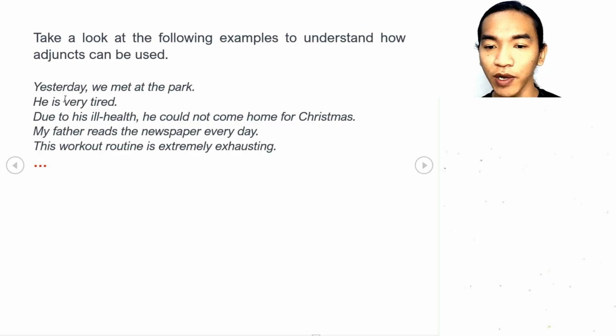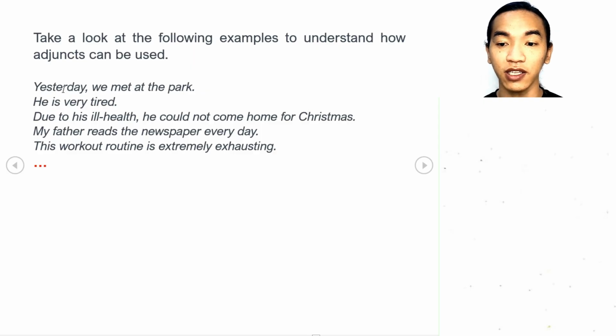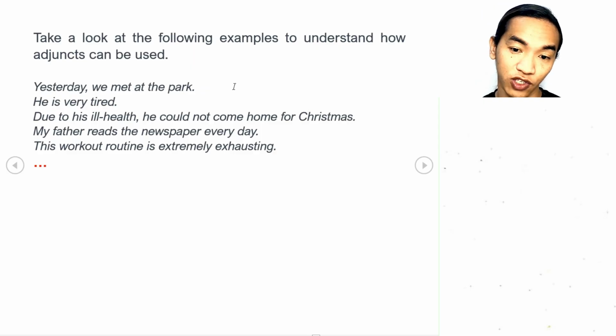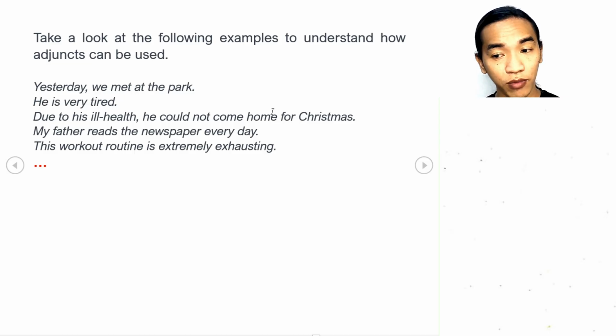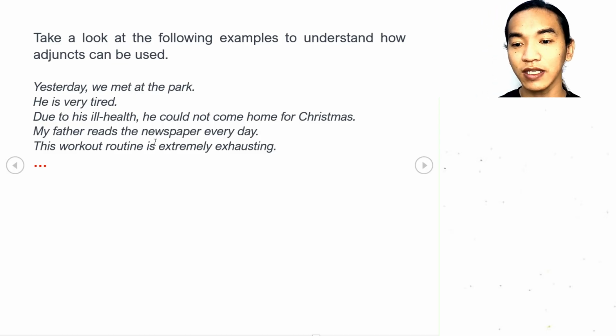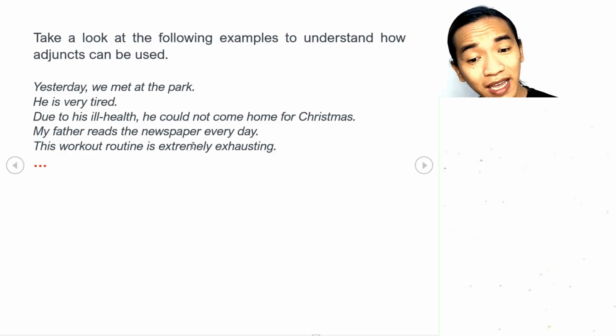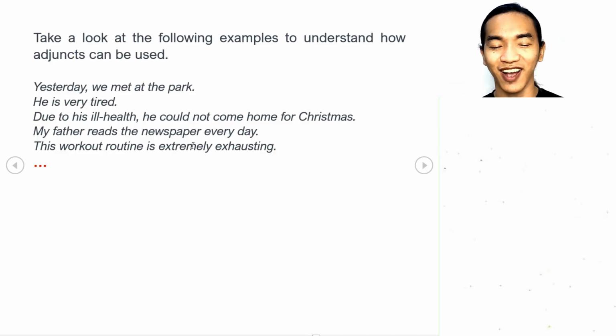Example, yesterday we met at the park. Yesterday is an adjunct. At the park is also an adjunct. He is very tired. Very is an adjunct here. Due to his illness, or ill health, is an adjunct. He could not come home, for Christmas, adjunct. My father reads the newspaper every day. Every day is your adjunct. This workout routine is extremely, adjunct, exhausting.